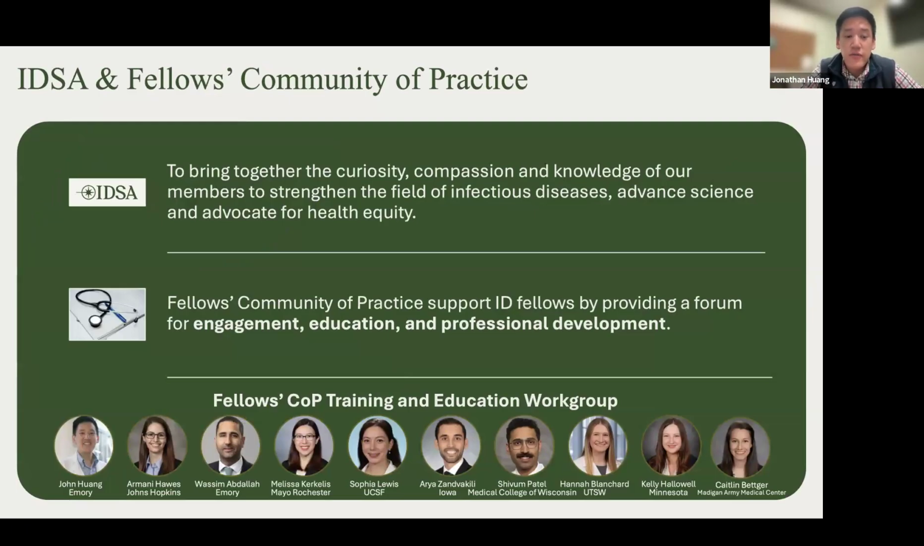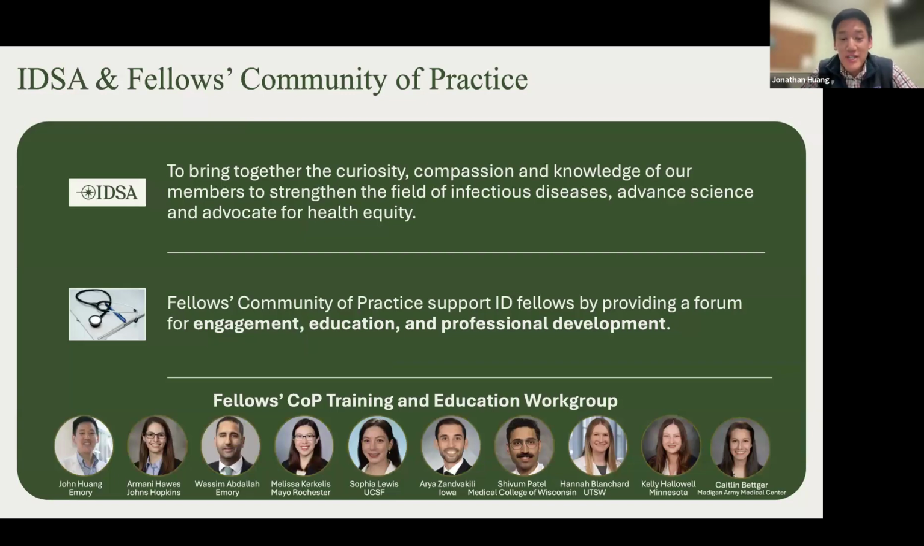First, an introduction. For those that are not aware, IDSA is our leading medical organization dedicated to connecting our ID community, advancing science, and advocating for equity. Recently, we've been able to expand our Fellows Community of Practice, which has been a formalized way to support ID fellows across the country and even internationally for the purposes of engagement, education, and professional development.